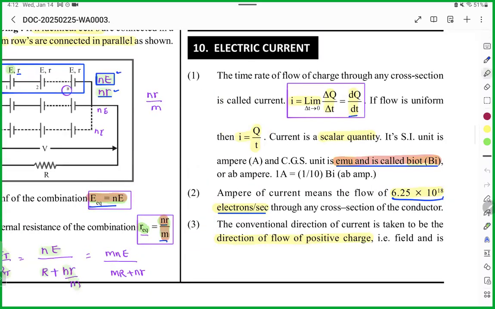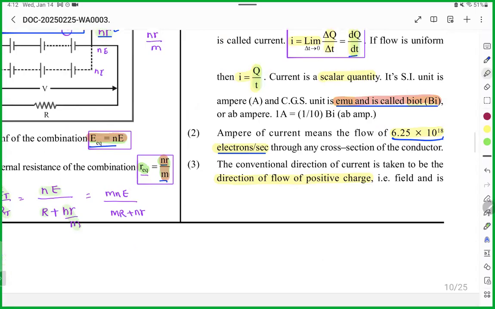Rate of flow of charge at any cross section is the current. And if it is uniform, everything is the same. The unit is EMU or Biot. 1 ampere is equal to this, but to be honest, not so important. You should read it once.